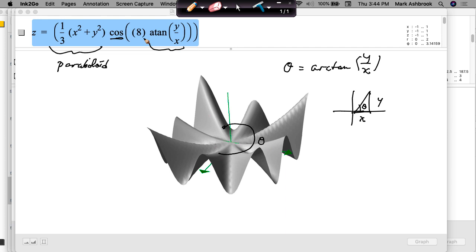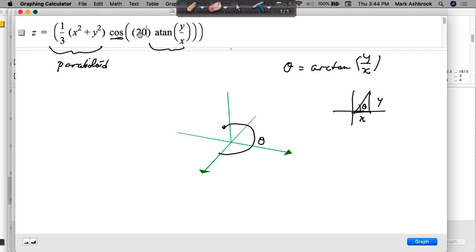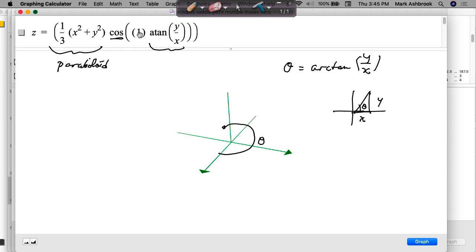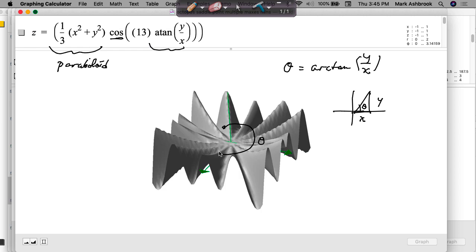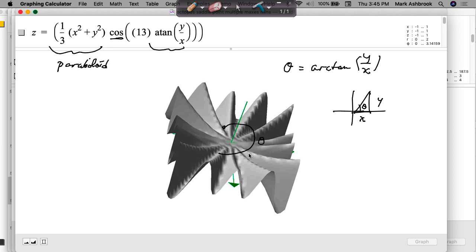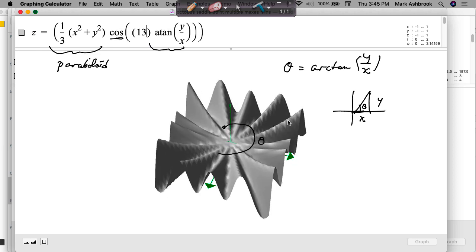How many of those? Yes, exactly. If I crank this up, how many do you want? 13. Sure. There's 13. But unfortunately, the software starts to struggle. It's too many points, too close.